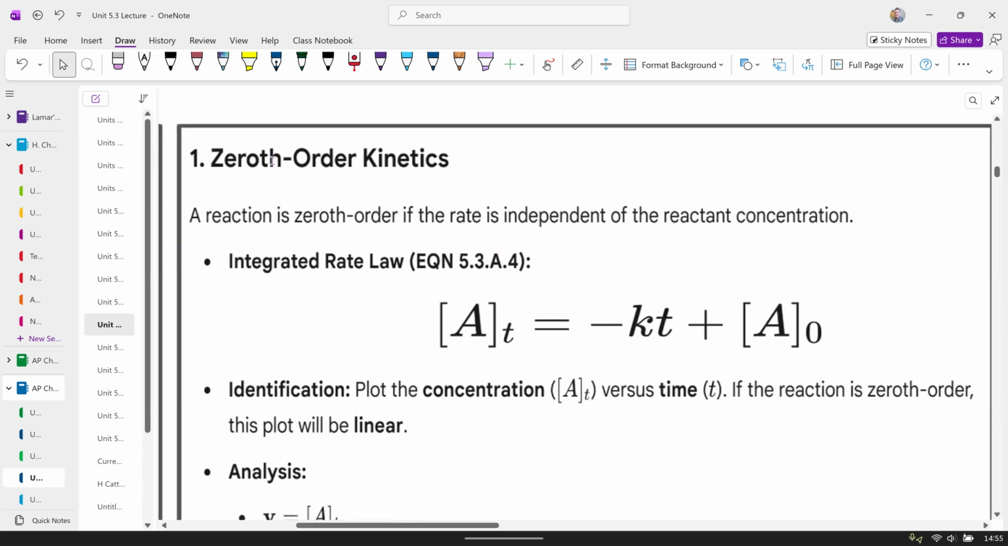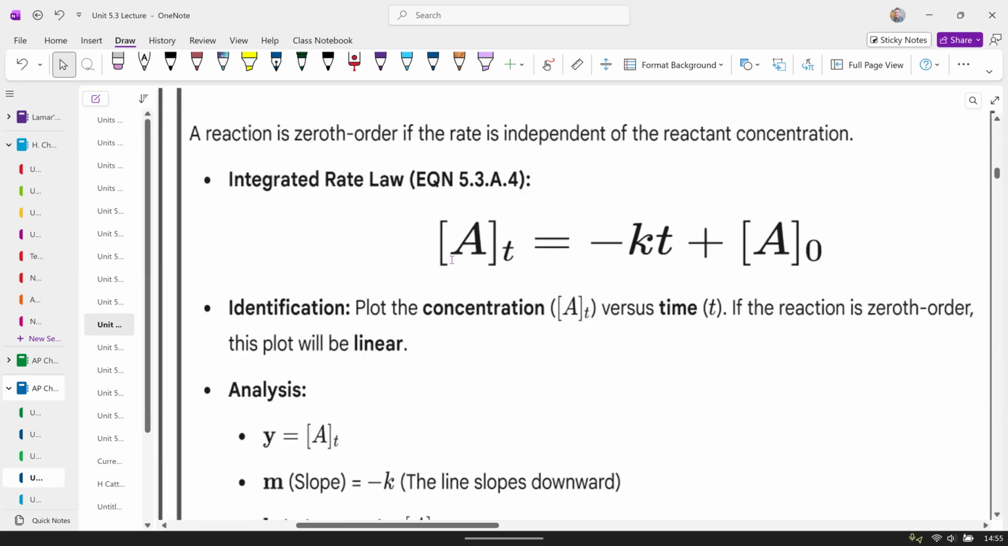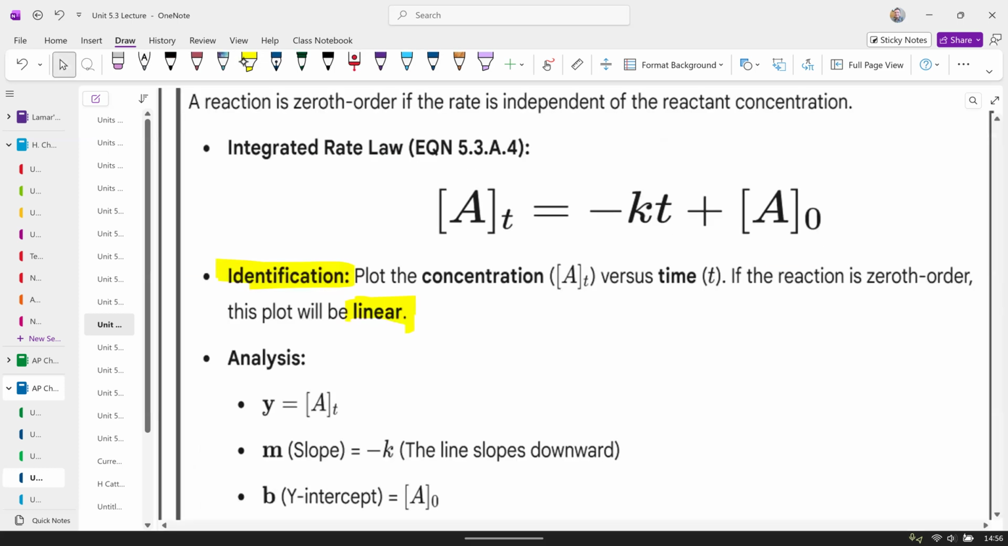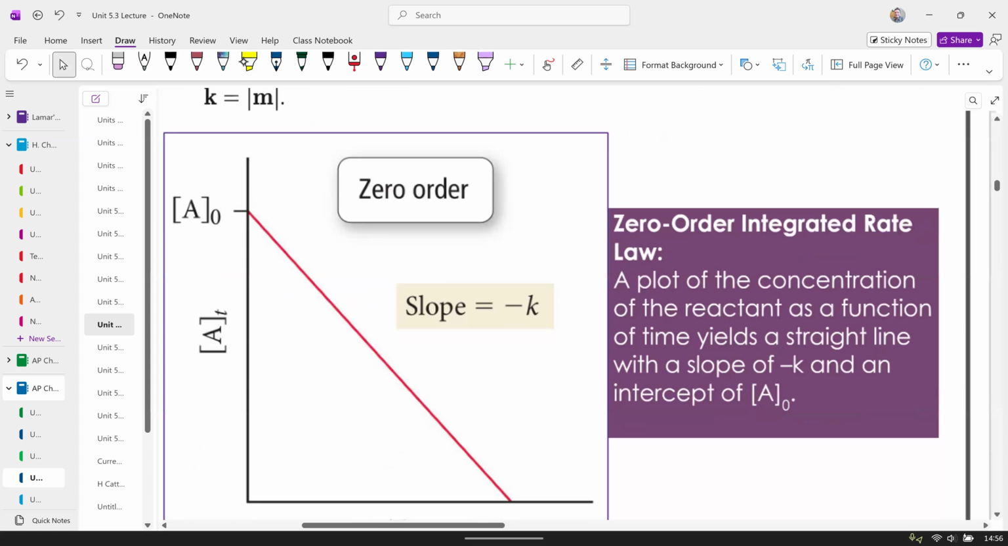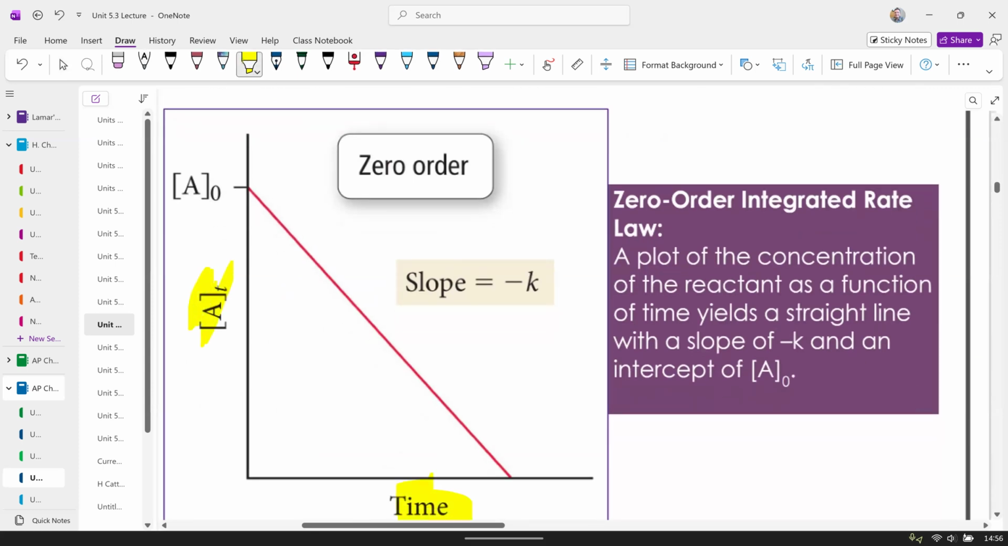All right, so we're looking at the 0 order kinetics. So again, if we're looking at 0 order, what are we looking for on the y-axis? Concentration. It should just be a graph of concentration versus time. So look at this. This is telling us what we need to do. How do we identify a 0 order? The plot of concentration versus time. If the reaction is 0th order, this plot will be what? Linear. All right, so what we're looking for is a graph that has concentration versus time and is linear.